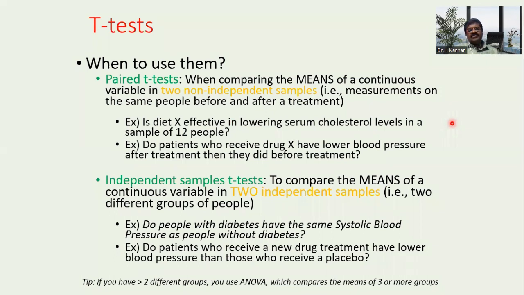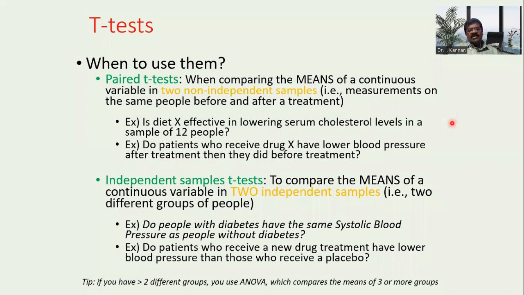So for the hypothesis, the null hypothesis may be that the level never changes. And the alternative hypothesis says that the level will be either lowered or increased. So you will have two hypotheses. To prove this, you have to do a paired t-test.